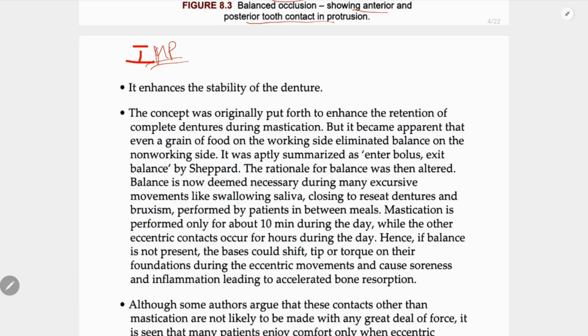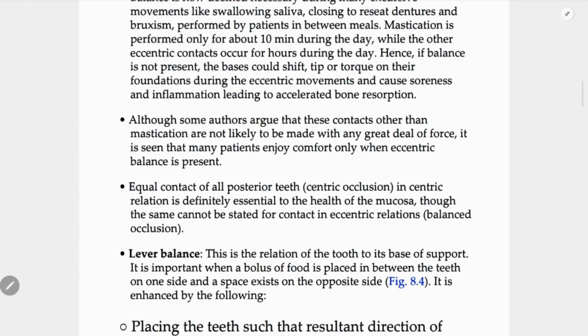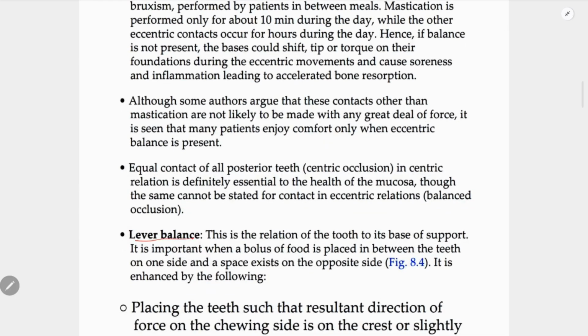First, it enhances the stability of the denture. You can skip this part, not necessary. Then you have to mention lever balance. It is the relationship of the tooth to its base of support. It is important when a bolus of food is placed in between the teeth on one side and a space exists on the opposite side.